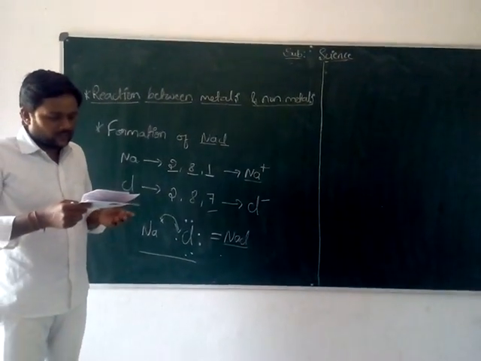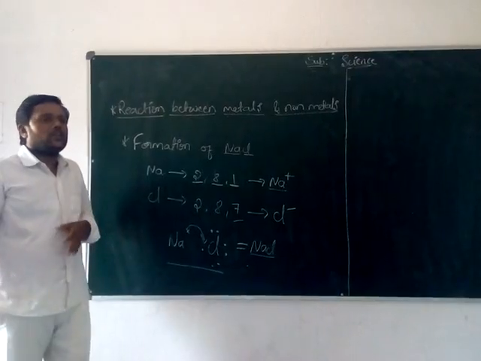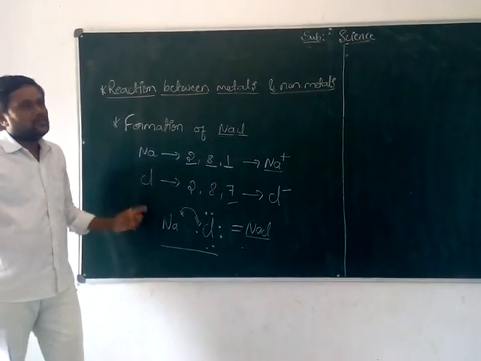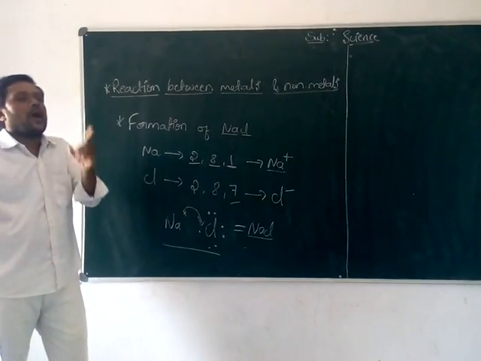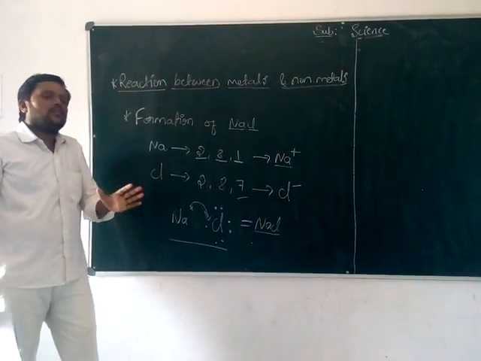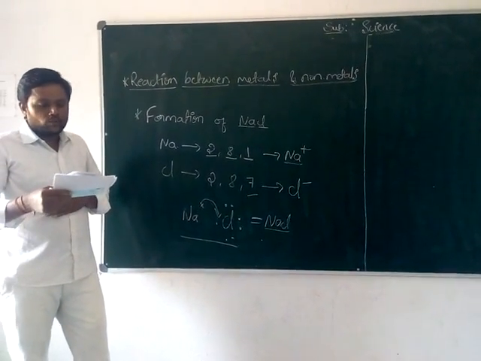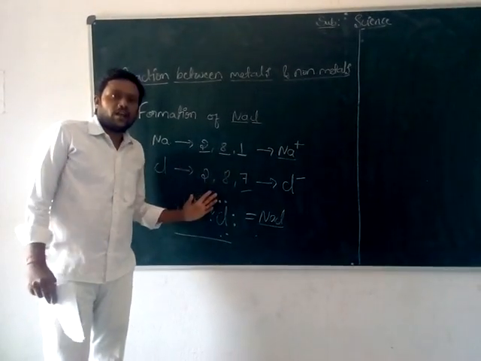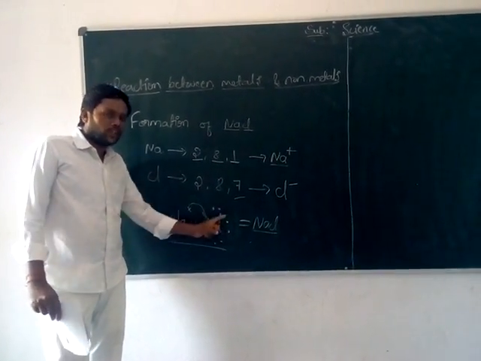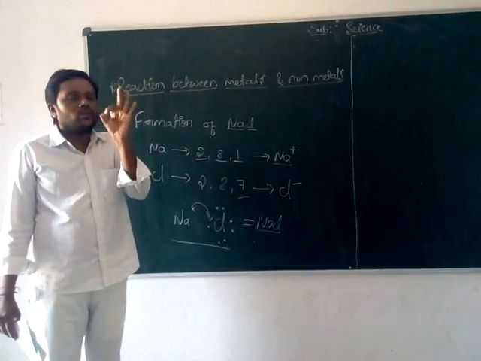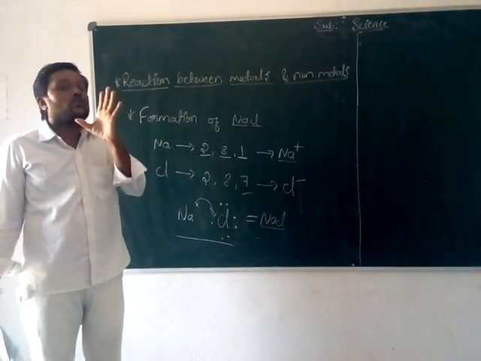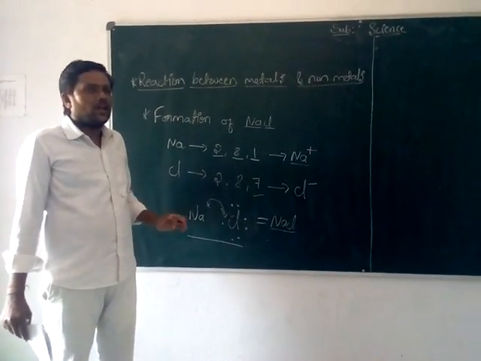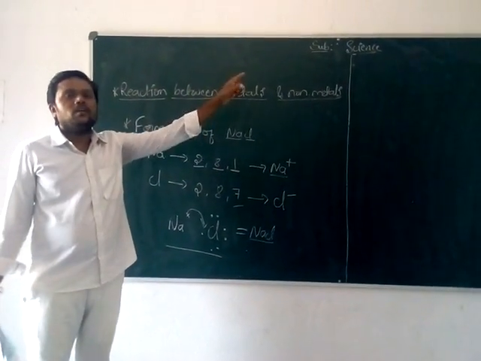In NaCl, one ion is positively charged and the other negatively charged, and they attract each other. Sodium attracts the chlorine, helped by the electrostatic force of attraction. They attract each other by this force, the electrostatic force of attraction. Up to here we discussed the reaction between metals and non-metals.